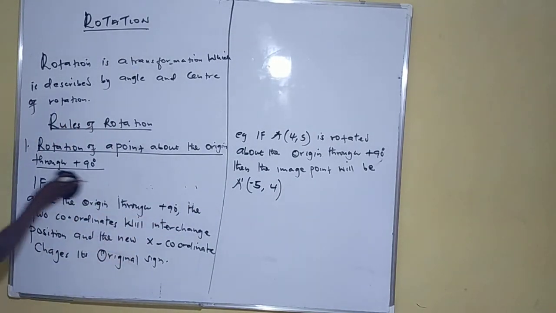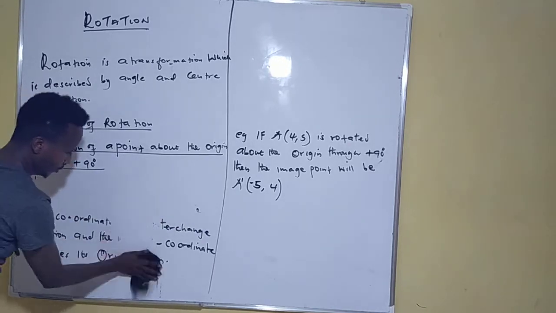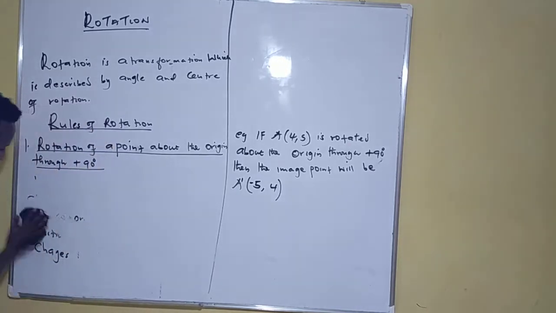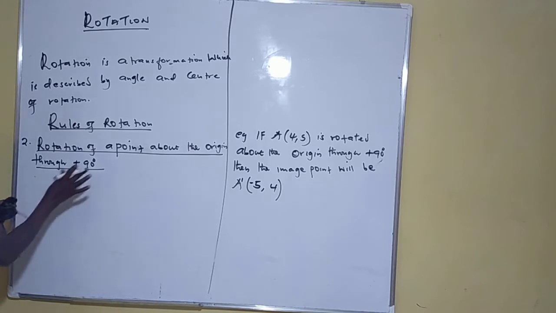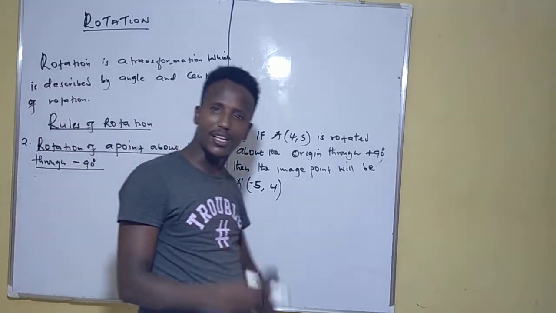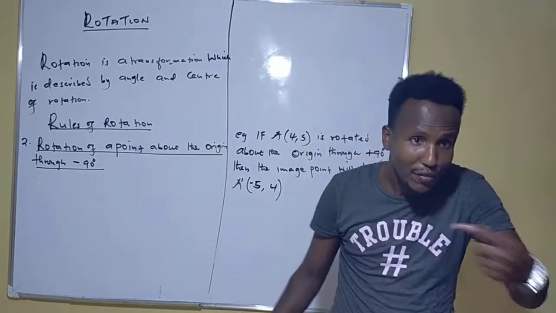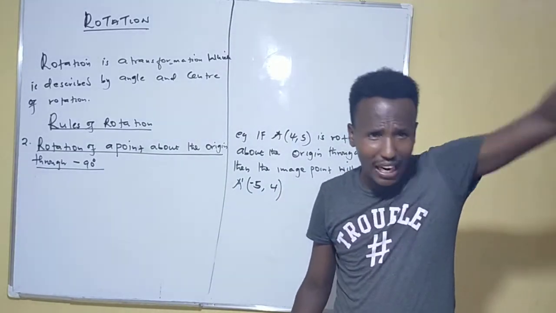Rule number two. We will only change this one. Negative a quarter turn about the origin. That's what the Kenyans usually say. They will give you a statement in this form. What's a quarter? A quarter turn about the origin.